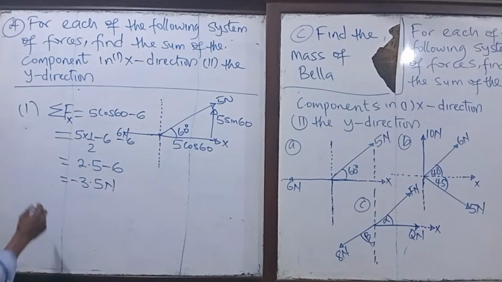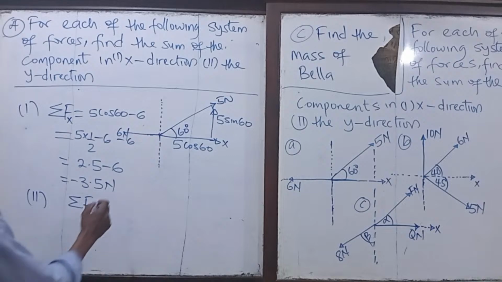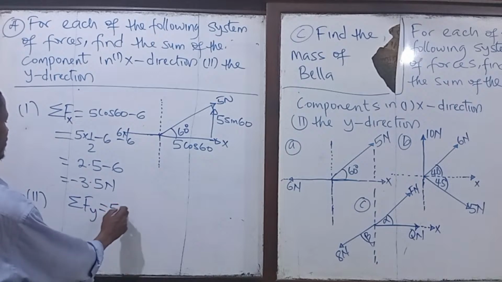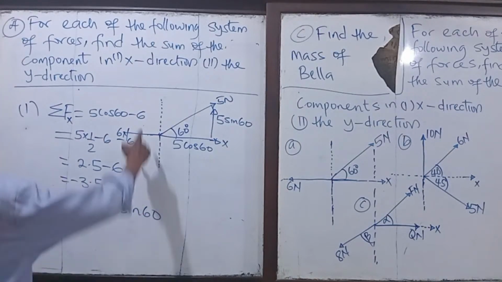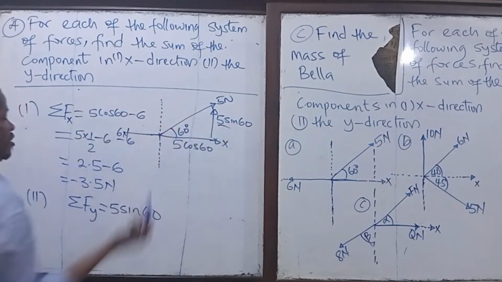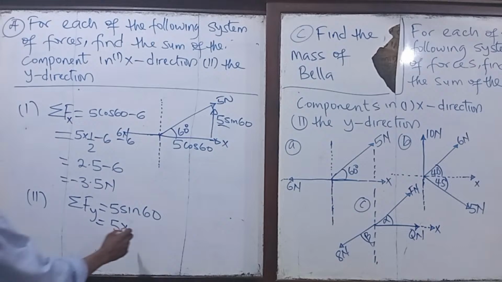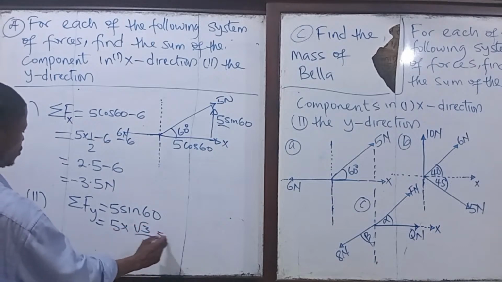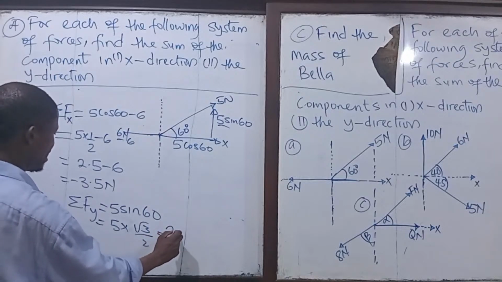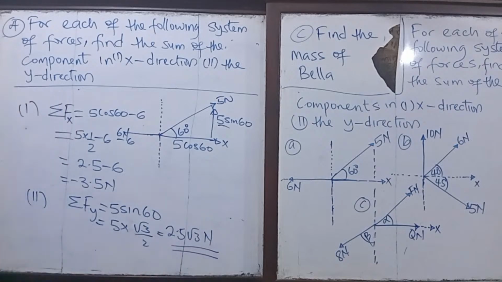Then the summation of forces on the vertical will be equal to, on the vertical we're having 5 sine 60, and there is no other one. We only have this one. That will be equal to 5 times sin 60. Sin 60 is opposite over hypotenuse, that's root 3 over 2. Okay, that's 2.5 root 3 Newton.